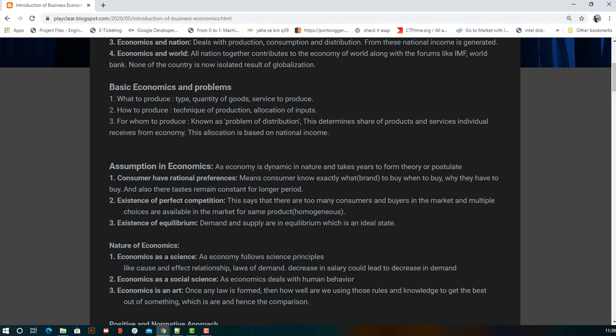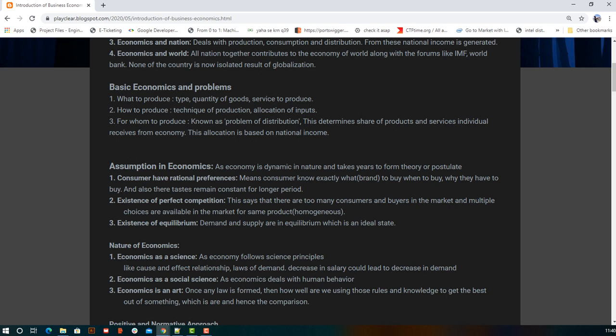act as determinants for the dynamics of economics are: the consumer has rational preferences, meaning their fashion, their taste, their preferences will be changing continuously. So there's no fixed time period which we can say, okay, within this time period there will be no change, nothing like that.